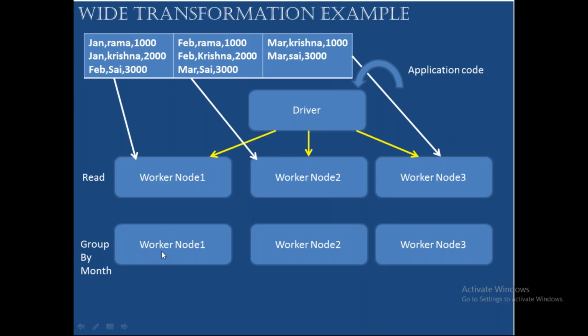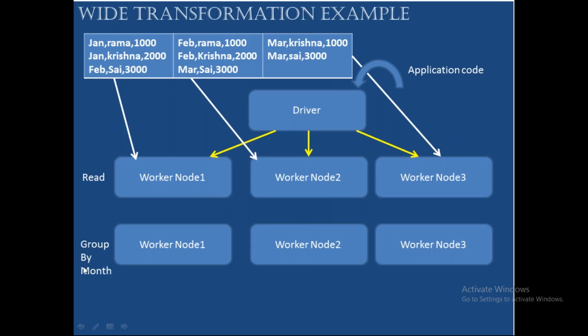Group by month means all the January records should come here, all the February records should go here, all the March records should go here. In this, can you tell me, do I need to move some of the records from this computer to this computer, this computer to this computer? This kind of shuffling is going to happen or not? Will whatever three records you read from this computer be passed to the same computer, or are you going to move some of the records to another computers? Yes, in this particular case you are going to move some of the records to another computers.